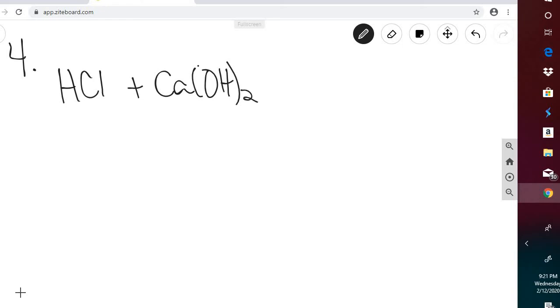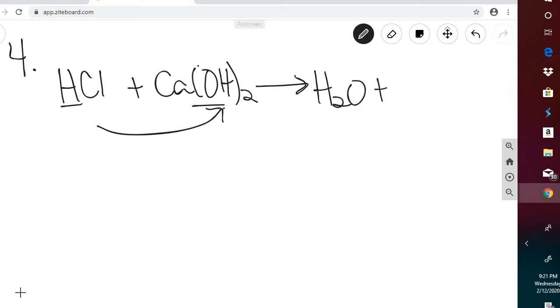Okay, so they'll always start by writing out the chemical reaction. So here's our acid, here's our base. The hydrogens from the hydrochloric acid are going to come over here with the hydroxide and form water. And then you have calcium chloride as your salt.